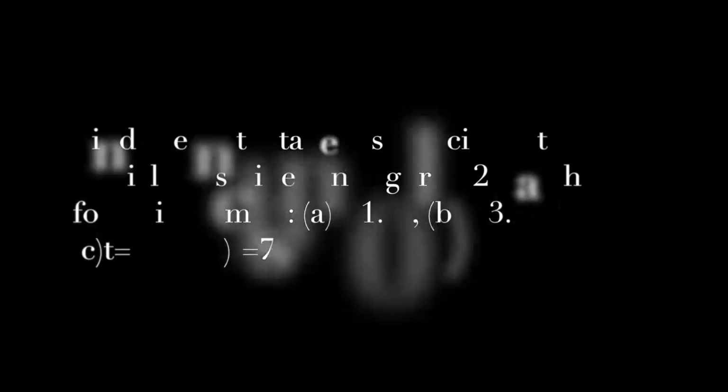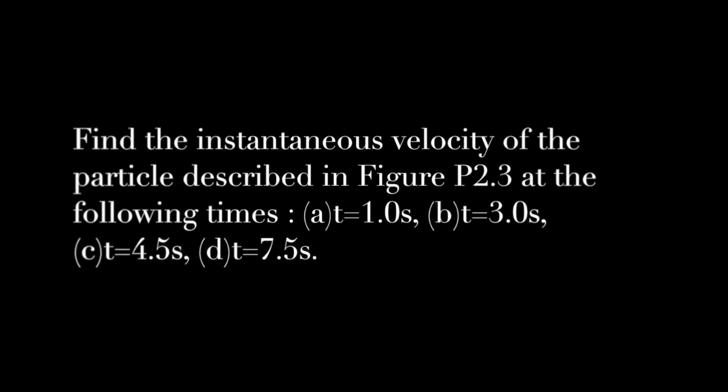Hi guys, so today we're going to be looking at Chapter 2, problem number 9, and it's an instantaneous velocity problem. So let's read the problem together. It reads, find the instantaneous velocity of the particle described in figure P2.3 at the following times. And then it gives us the times of 1 second, 3 seconds, 4.5 seconds, and 7.5 seconds.